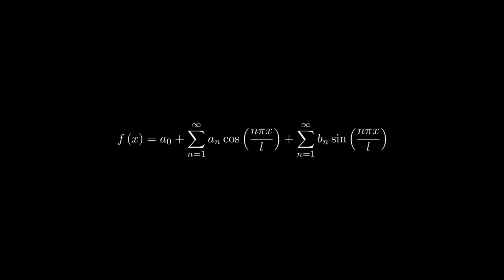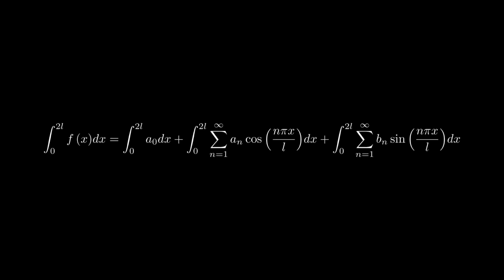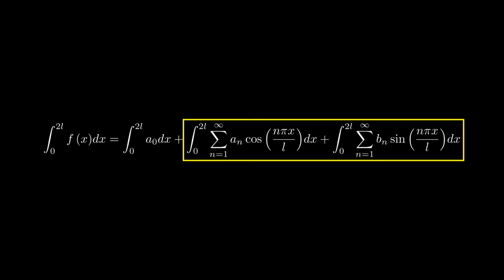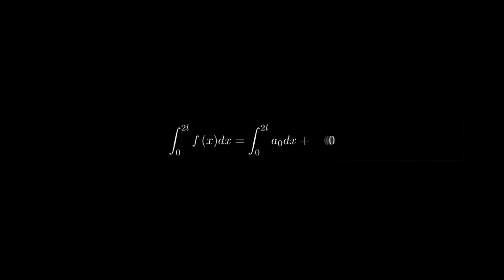Okay, now that we are done with the formulas, let's move on to the derivation. We'll start with the derivation of a0. This is the equation for the Fourier series. Now integrate both sides from 0 to 2l. Now if you look closely, these two terms are similar to the formula that we encountered before, so they are equal to 0. Now solve for a0.